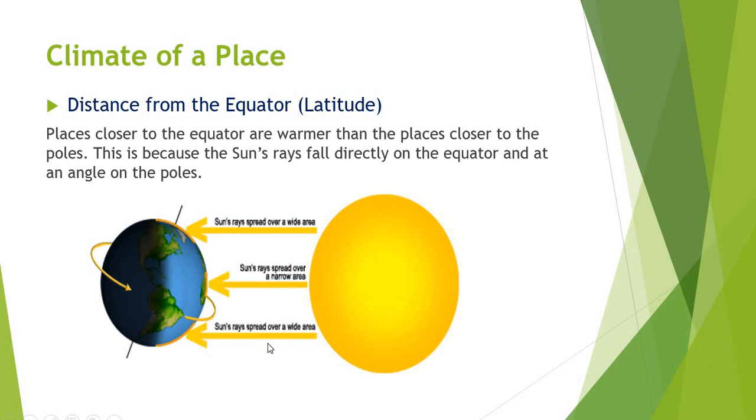So the reason is that the sun rays fall directly on the equator. If it falls directly, it covers less distance, so the intensity of the warmth is more. While at the poles, the sun rays fall at an angle. If it falls at an angle, the line will be slant and it covers more distance. That's why the warmth of the sun decreases here. So that's the main reason behind how distance from the equator affects the climate, that the sun rays fall directly on the equator and at an angle on the poles. So the places closer to the equator are warmer than the places closer to the poles.